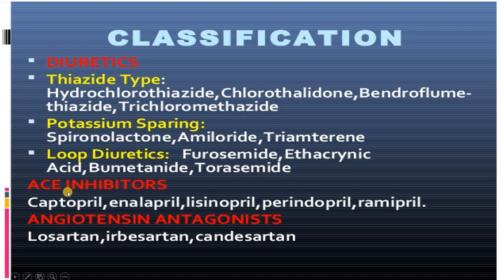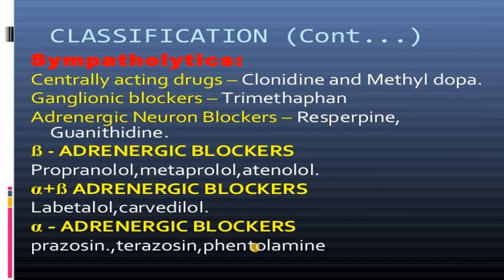Next one is ACE inhibitors. ACE inhibitors: first captopril, enalapril, lisinopril, perindopril, and ramipril. All are ACE inhibitors. Whenever we give all these ACE inhibitors to the patient, they improve the hypertensive condition. Okay, next one is angiotensin antagonists. First one is losartan, irbesartan, and candesartan. These all are the antagonists. Okay, next classification continues with sympatholytics.